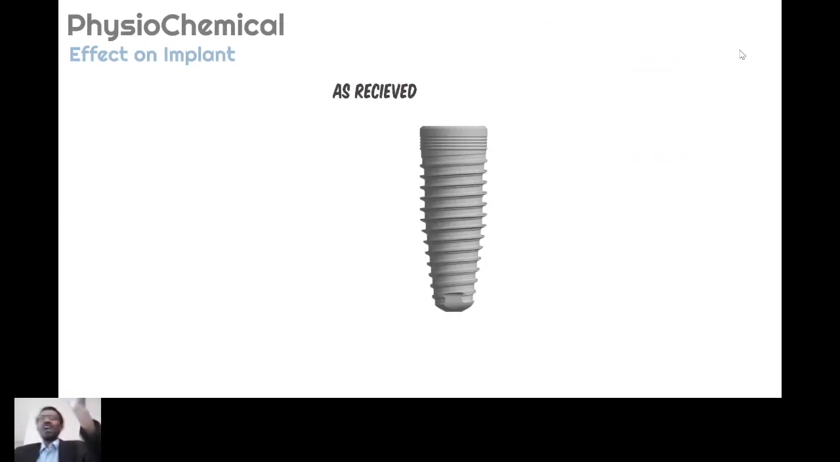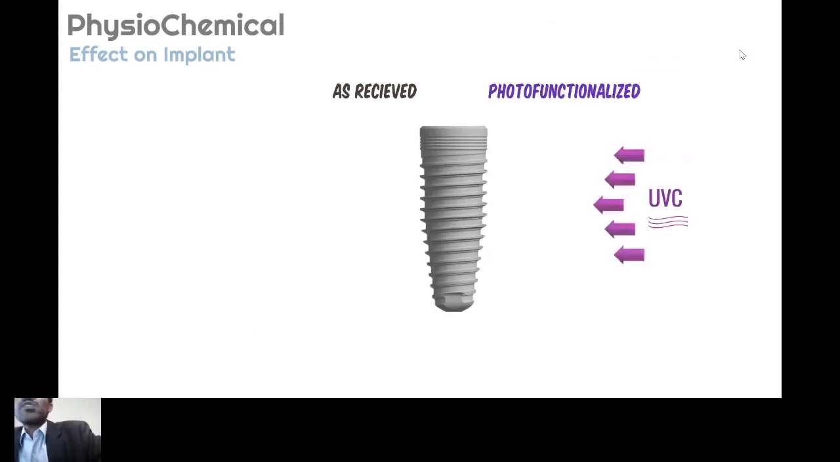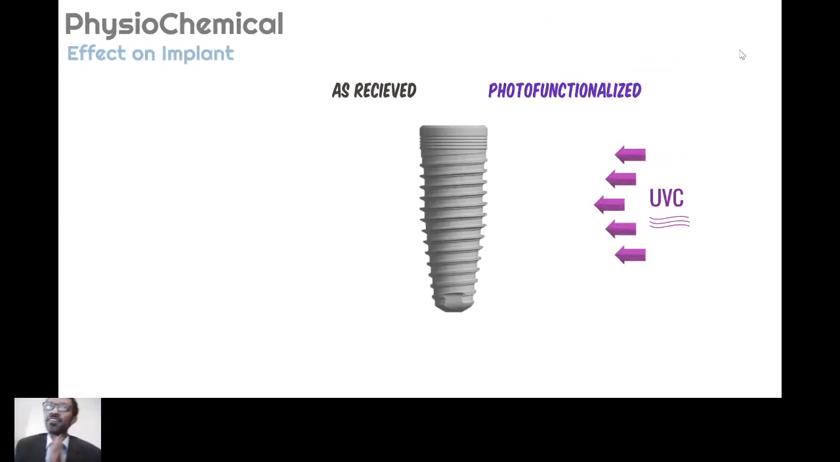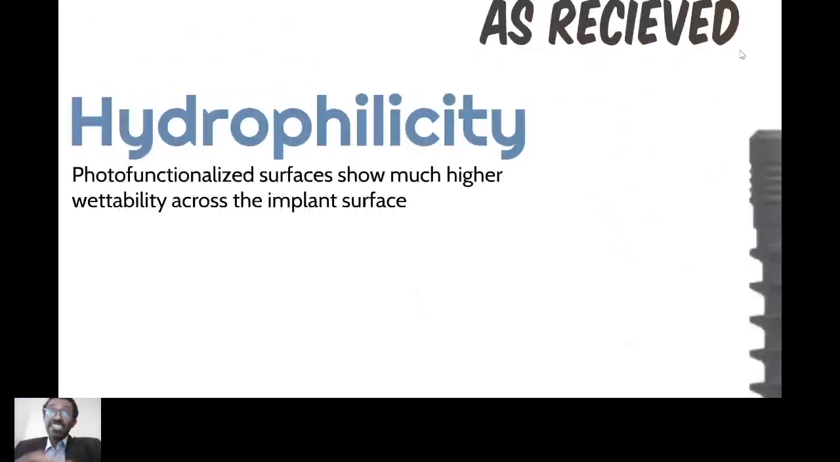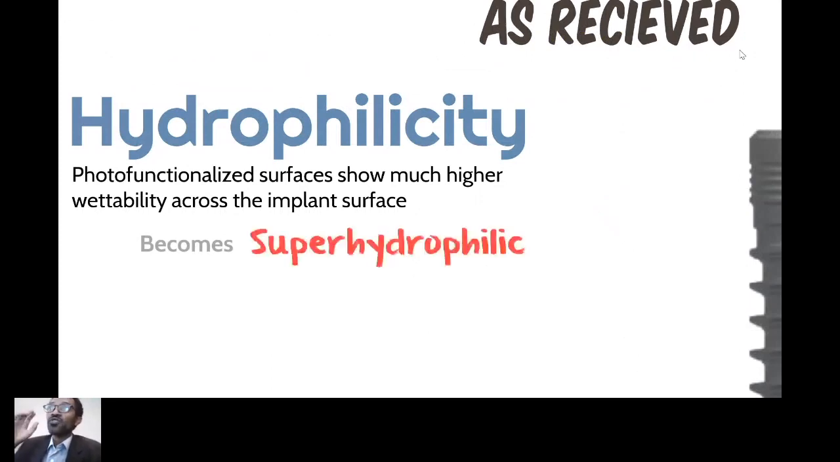So if you have one implant like this, and one side was as received, which is the normal one that we use daily, and the other side was photofunctionalized using UV light, we apply UVC light on this surface. What are the differences? First of all, let's look at the hydrophilicity of the surface. Photofunctionalized surface shows much higher wettability across the implant surface than the as-received surface, which is the normal, non-photofunctionalized surface. So the surface, once you put your UV light, it becomes super hydrophilic.